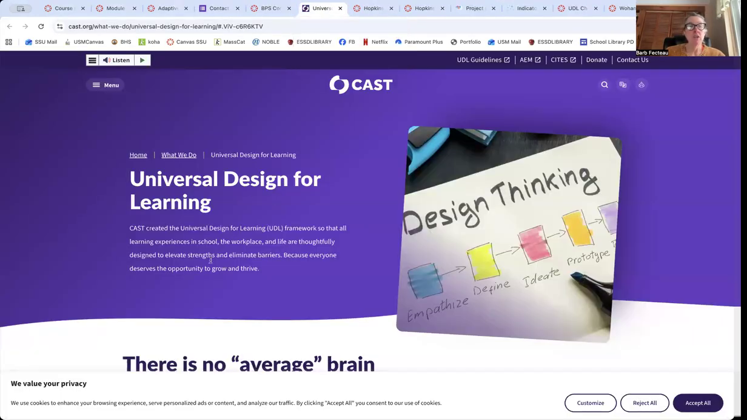Then UDL is a really important thing that I'm sure if you're in any kind of education you've heard about. It sort of had a start looking at adaptive and assistive technology, but basically it's the idea that by making everything accessible to everyone, we don't have to single kids out with specific things. High tide lifts all boats.